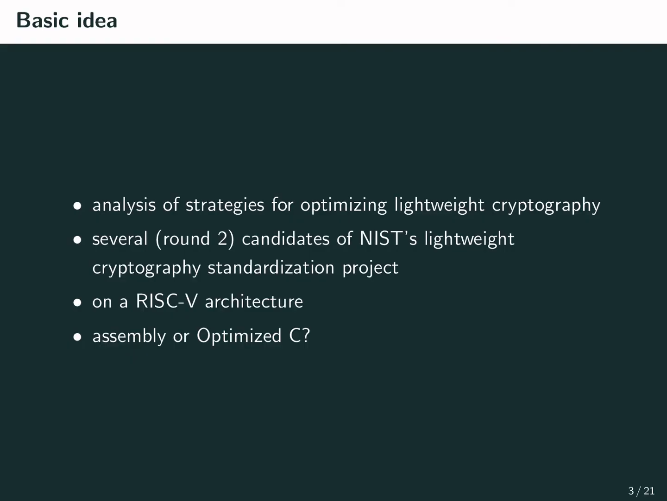Before we start, I would like to talk about the main ideas of our project. As the main target of our work, we analyze different approaches for optimizing several candidates of NIST's lightweight cryptography standardization project on a RISC-V architecture. In particular, we study the general impact of optimizing symmetric key algorithms in assembly and in plain C.